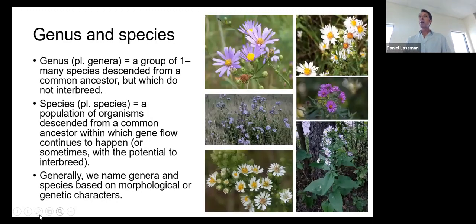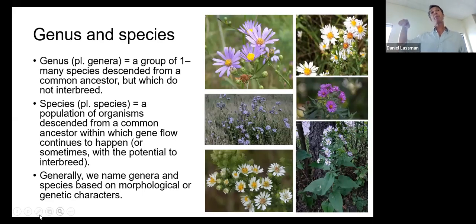So let's talk a little bit about genus and species, just in case anyone's unclear. A genus is a group of one to many species. So you and I are in the genus Homo, and our species is sapiens, Homo sapiens. Linnaeus coined that. And we all descended from a common ancestor. And generally speaking, if there were another species of Homo, and there have been in the past, obviously, we would not be able to interbreed with them. That's a kind of running, working definition of a genus. It's a group of species that are all descended from a common ancestor, but basically are genetically distinct and isolated from each other at this point.